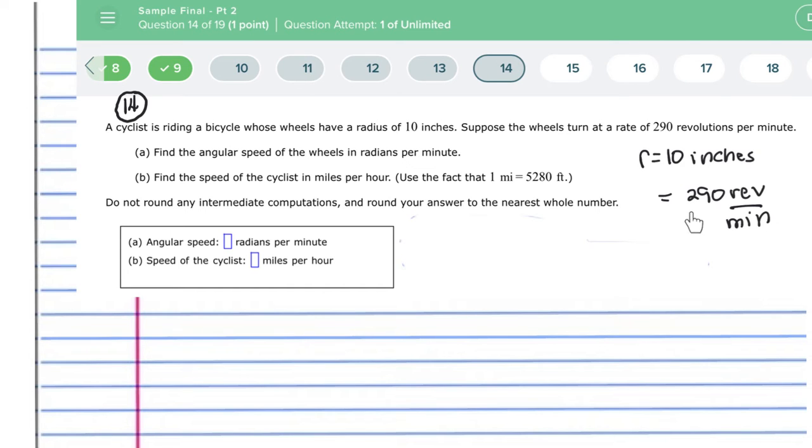Anytime we have revolutions per minute, or rotating or going around, that's always going to represent angular velocity. We use the Greek letter omega for angular velocity. It looks like a W, but it's the Greek letter omega. In our first question, they ask us to find the angular speed of the wheel in radians per minute. So we already have the angular speed, that's what omega is, but we just don't have it in the right units. We want it in radians per minute, and we have it in revolutions per minute.